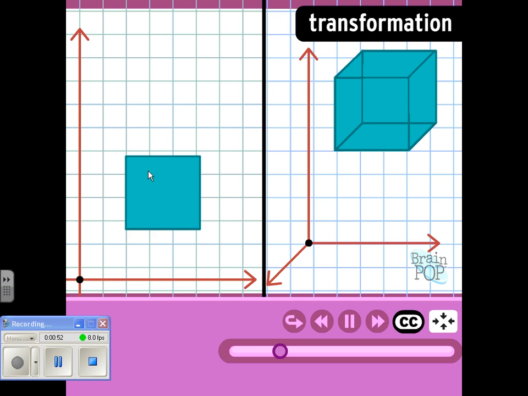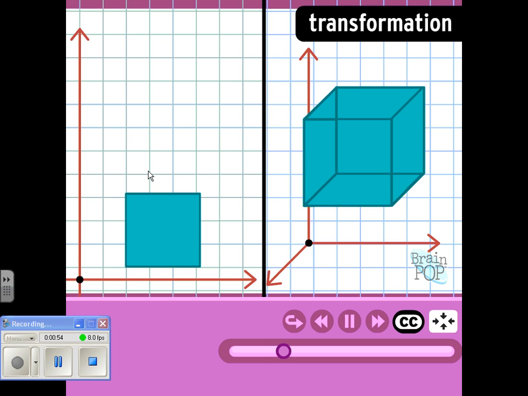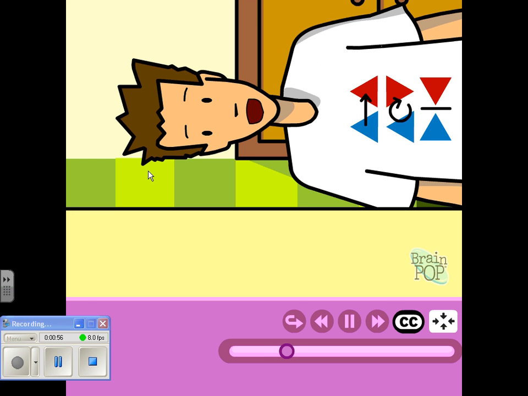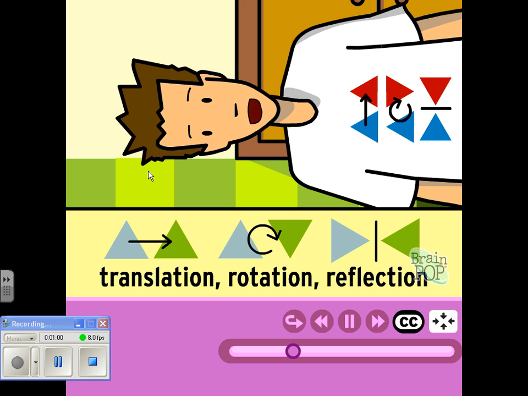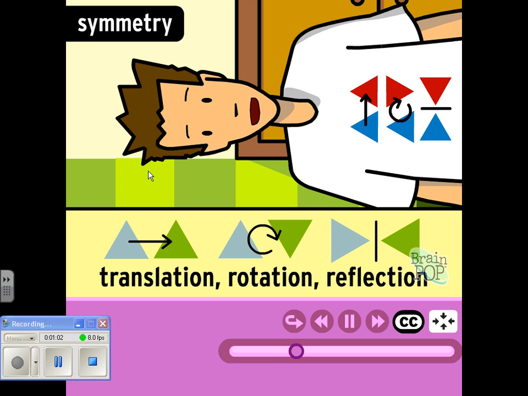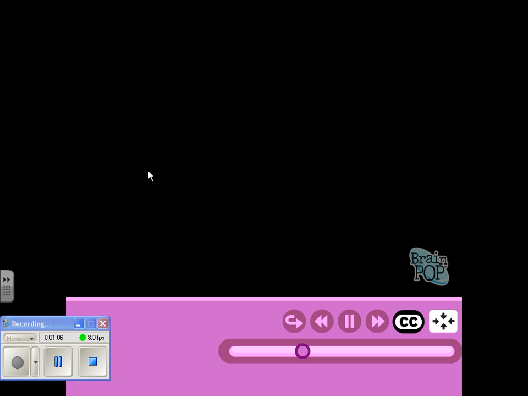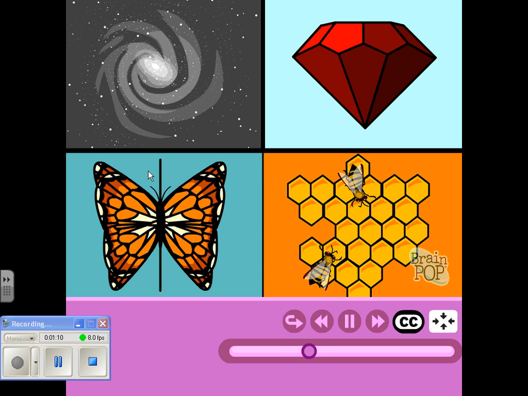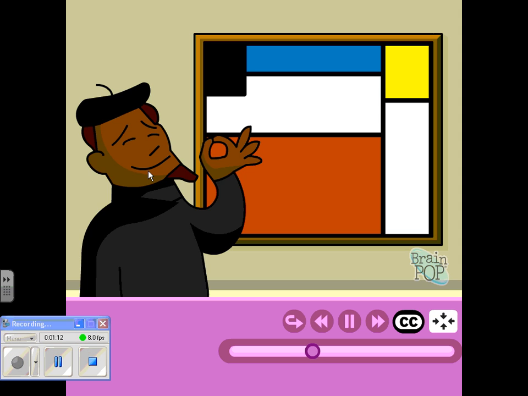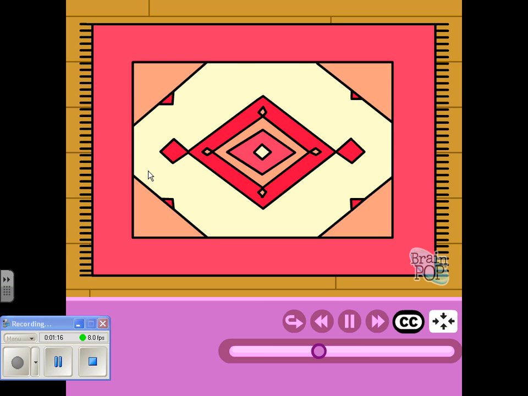Transformation is the movement of shapes in 2- and 3-dimensional space. There are 3 basic transformations: translation, rotation, and reflection. All of them create symmetry, a repetition of shapes on a plane or in space. Well, you can see symmetry all over the place. The natural world is ordered in symmetric patterns. And people imitate those patterns in everything from artwork to household items.